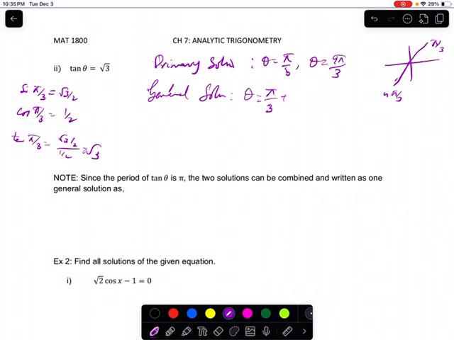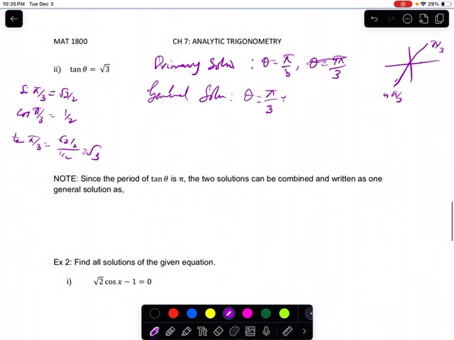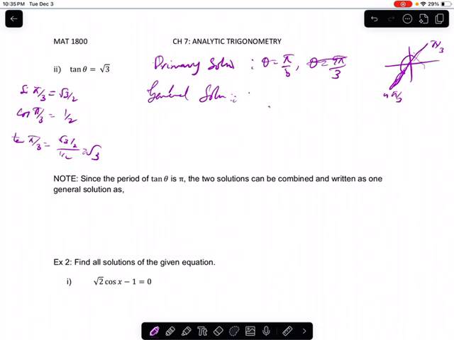Which means we can actually reduce the number of primary solutions. So I can just say the primary solution is only pi over 3. How can I get this one from that? Well, pi over 3 plus pi. So this much is pi. So I can say that the general solution will be pi over 3 plus k pi, where k is equal to, again, 0, plus minus 1, plus minus 2, and so on.